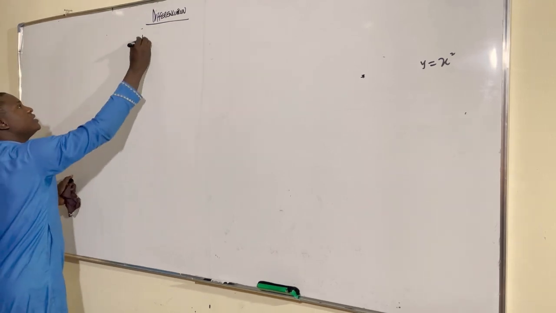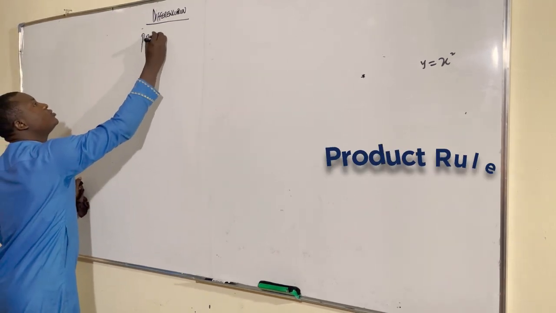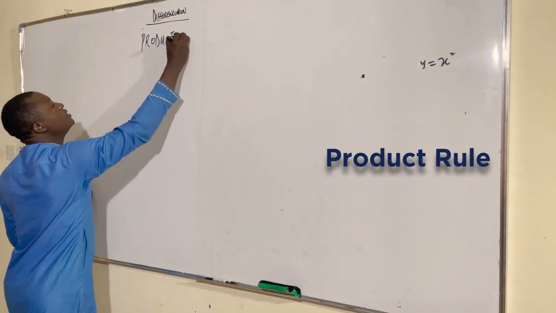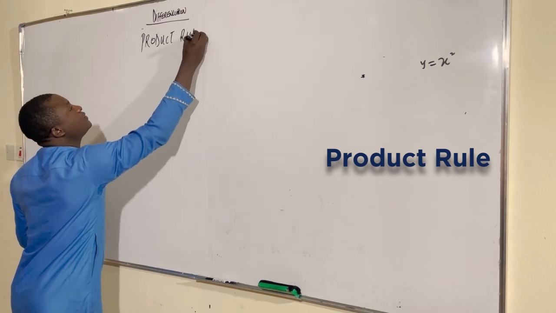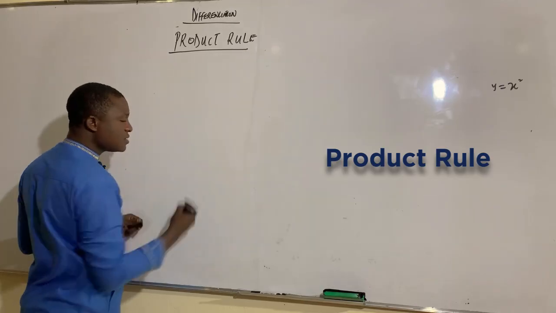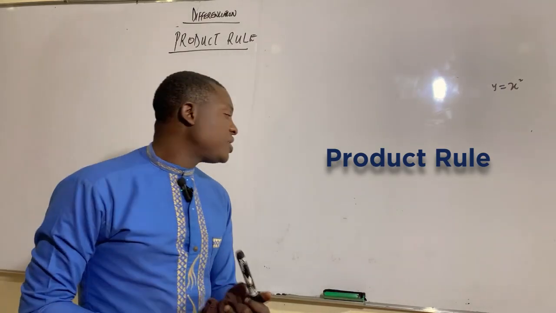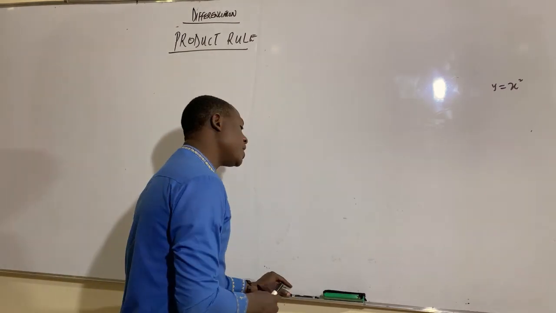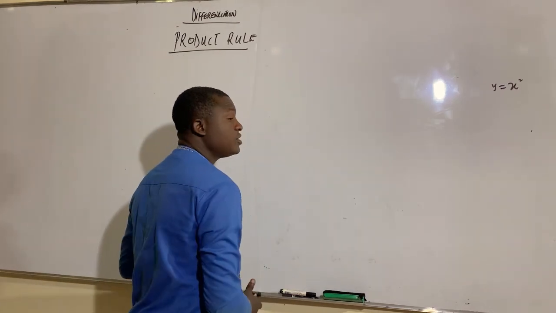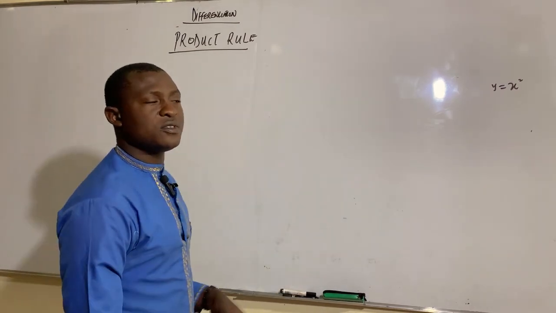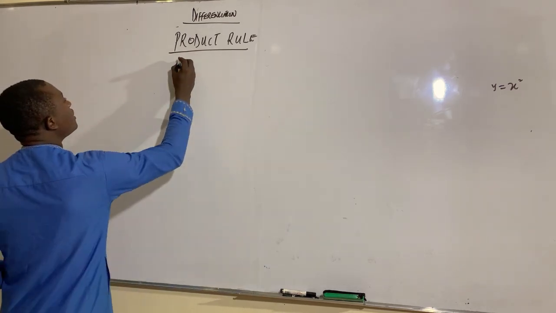So the next one that we are going to talk about is the product rule. You see, this one is another way of solving a problem under differentiation. So I will derive the formula. Let's derive the formula together, and we are going to derive it using the first principle, the one we just finished. So we'll start from here.